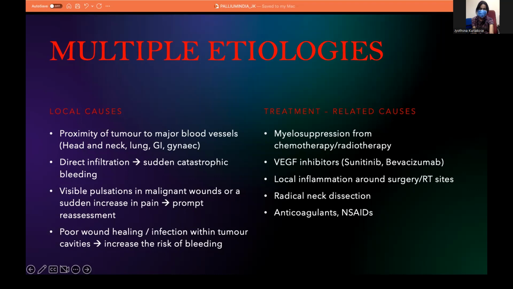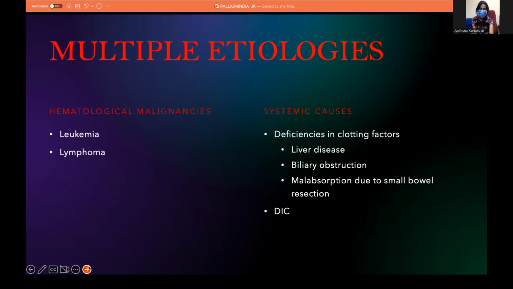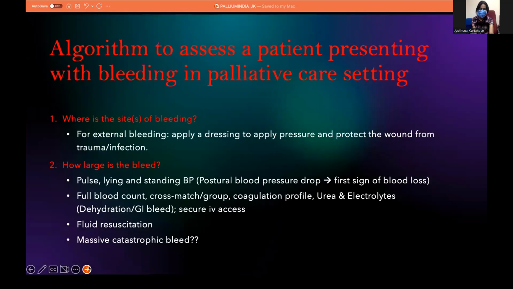and in these patients, you have to always keep the possibility of a hemorrhage in mind. It can also be directly related to malignancies which involve the bone marrow, like leukemia and lymphoma, or it can be systemic causes. So in patients who have a chronic liver disease, biliary obstruction, or maybe malabsorption that results from small bowel resection, clotting factors can be deficient, resulting in bleeding, or it can be disseminated intravascular coagulation due to any cause. So that's a general algorithm to assess a patient presenting with bleeding in palliative care setting.